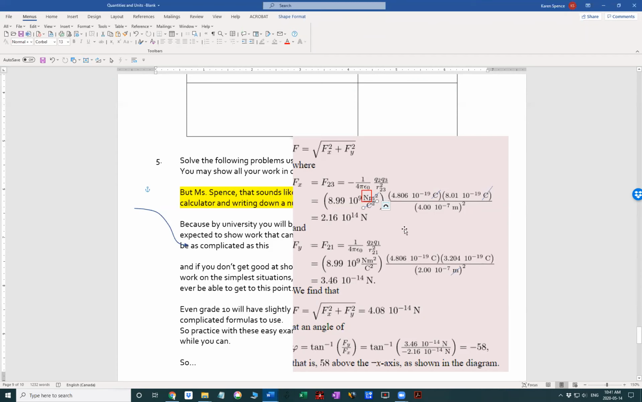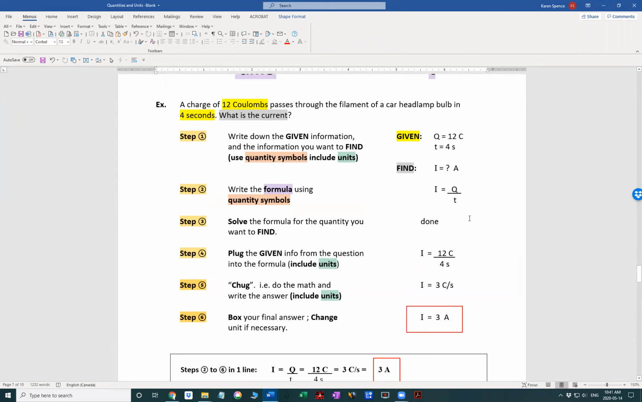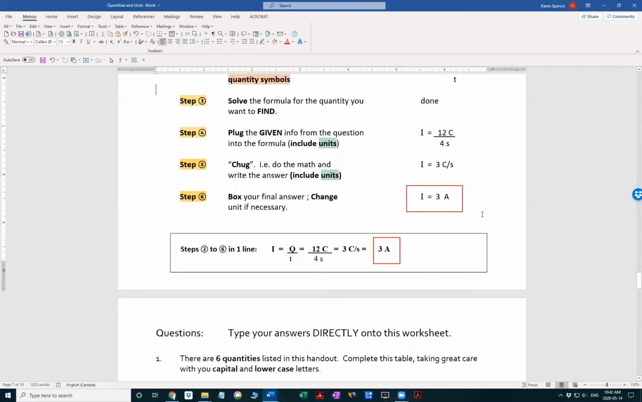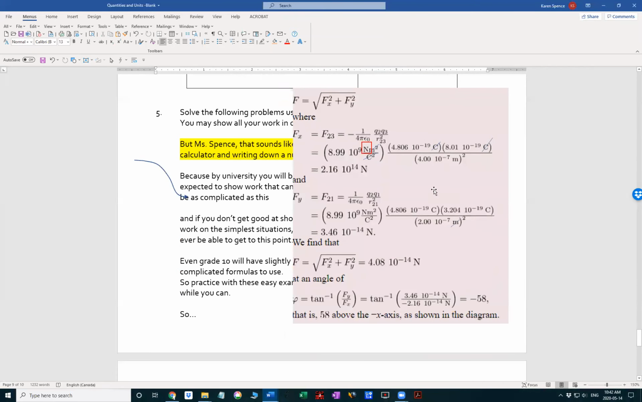Now remember, if this looks terrifying, this is something that you would do in university, which means that you're going to start in grade 9 with really simple formulas. You're not going to have anything more complicated in grade 9 than a 3-variable formula, 1, 2, 3. But you want to practice writing those quantity symbols and the units and showing all your work, because eventually, 4 years from now, you might have to do something like this.